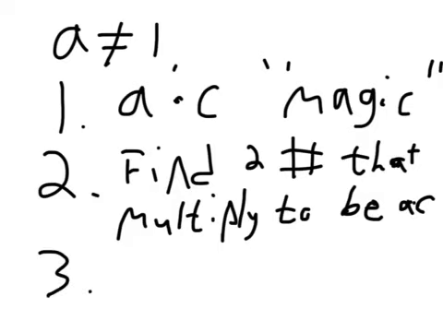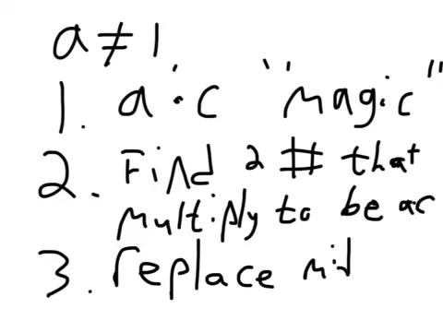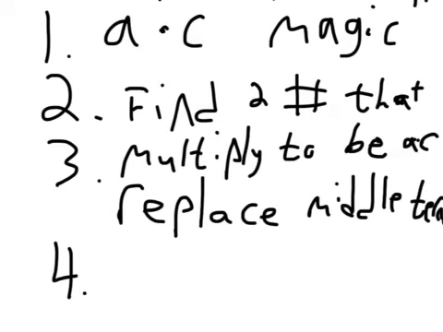The third step is to replace the middle term with that magic pair that we found that multiplies to the magic number. Replace the middle term. And then from there, it's something we should have seen before. It's factoring by grouping. So step 4 will be factor by grouping.